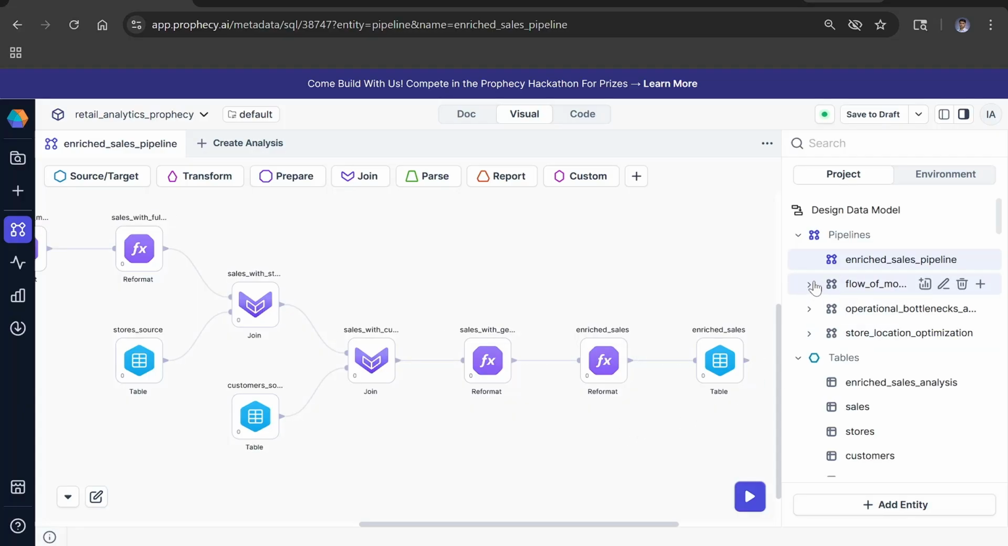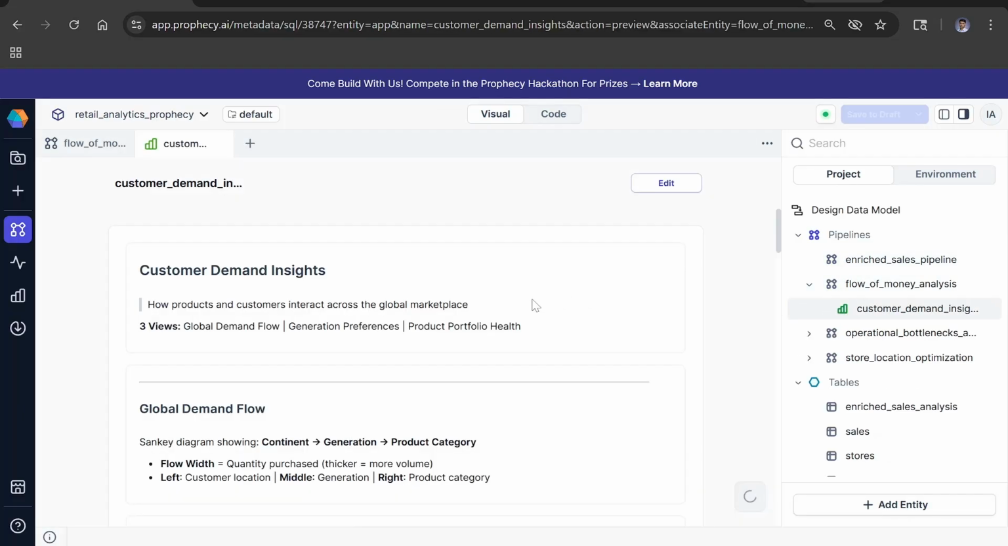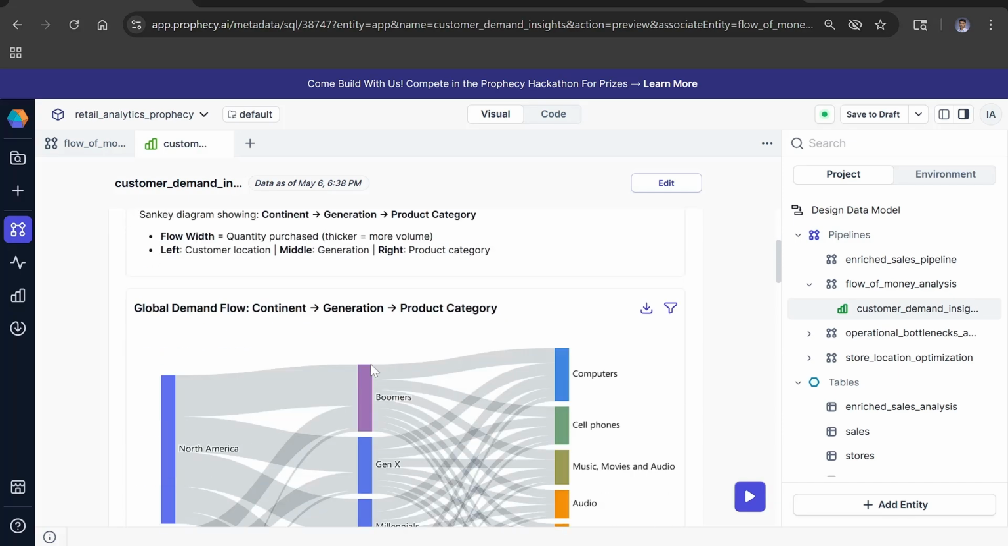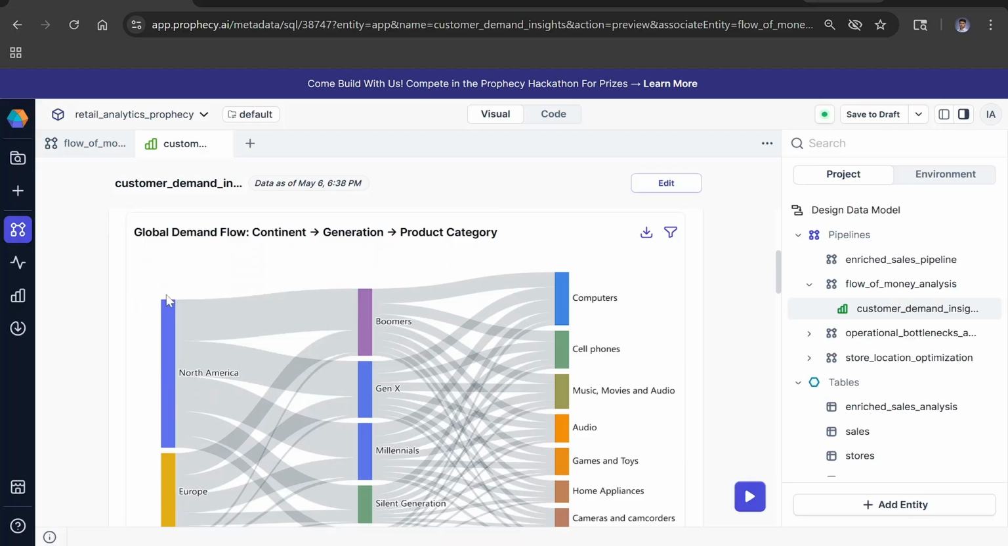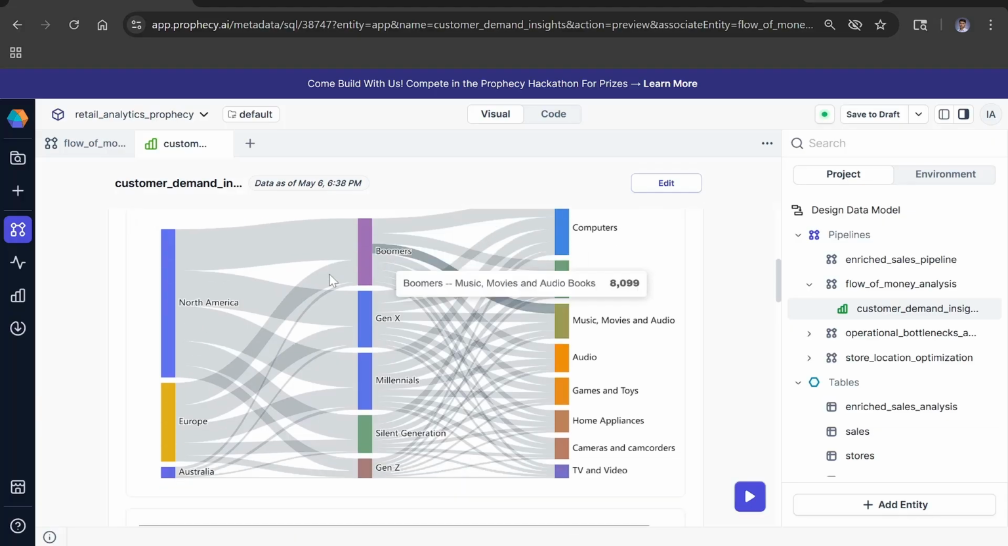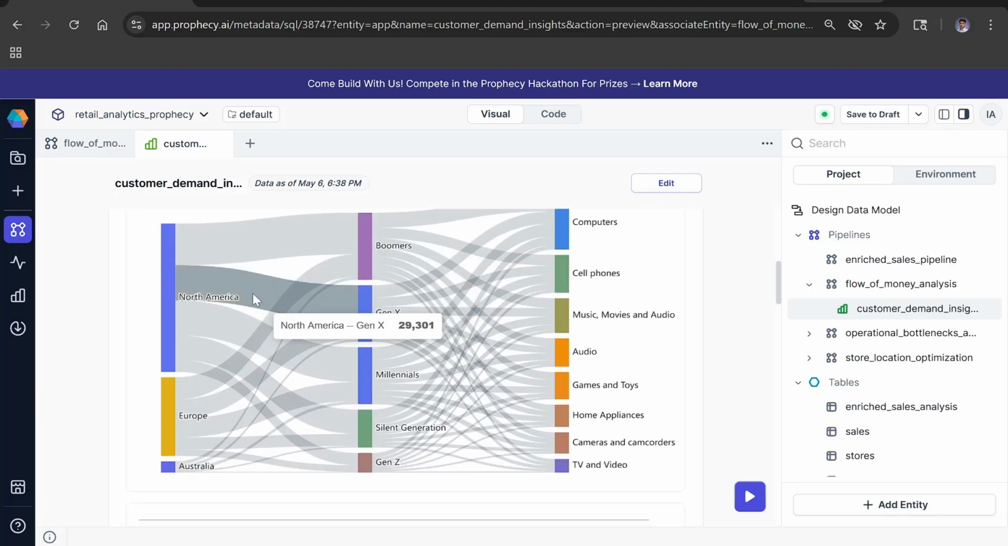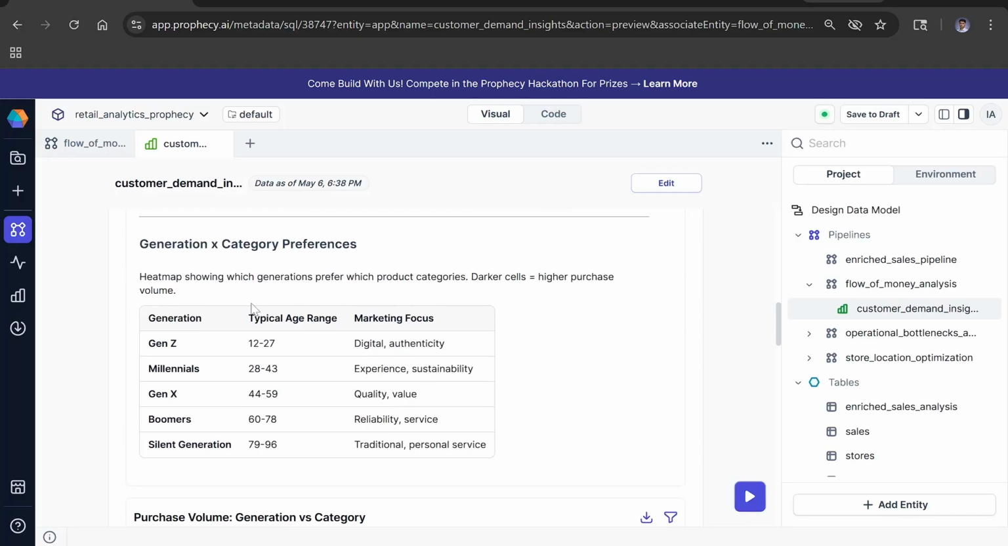Then I asked the agent to create 3 different dashboards. First, customer demand insights. This shows how product and customer interact globally. It created a flow chart which traces the journey from continent to generations to product category. The thicker the line, the higher the purchase volume.